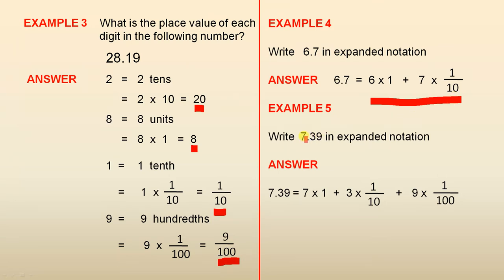Example 5. Write 7.39 in expanded notation. Now the 7 is in the units column, so it's 7 times 1. The 3 is in the 1 tenth column, so it's 3 times a tenth. And the 9 is in the hundredth column, so it's 9 times 1 hundredth.